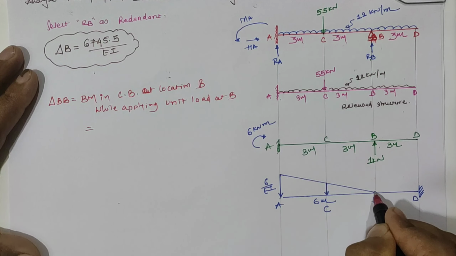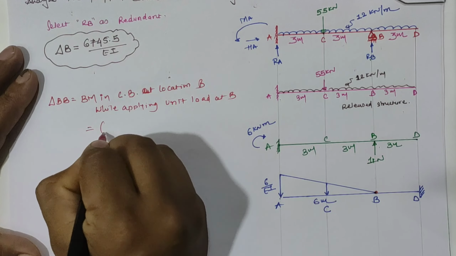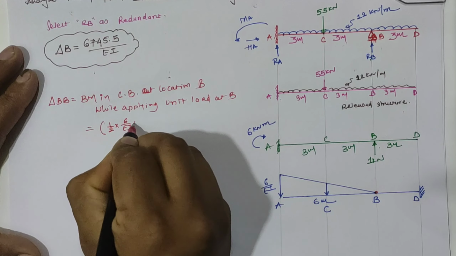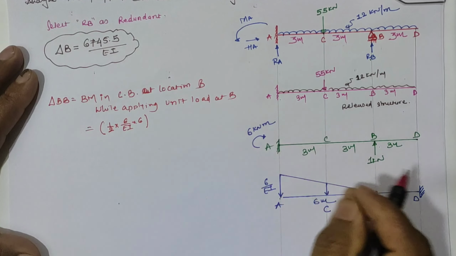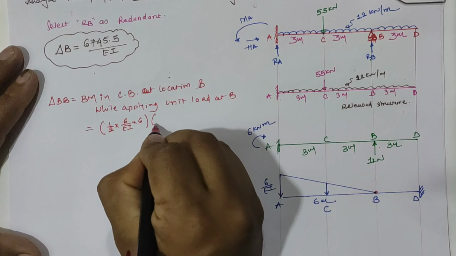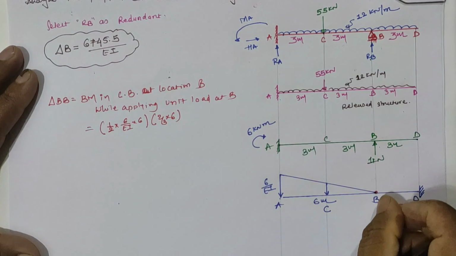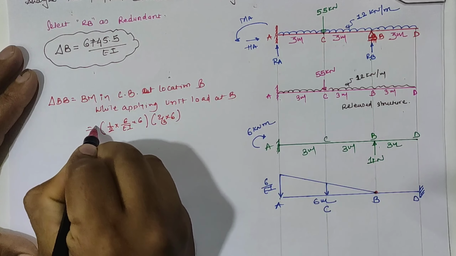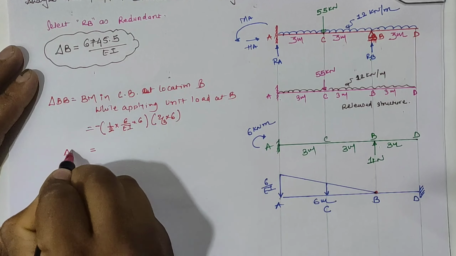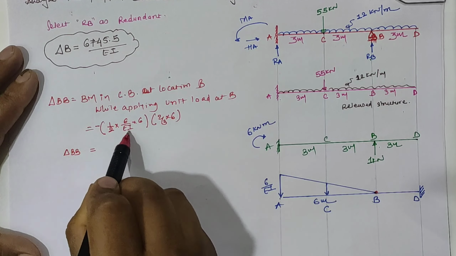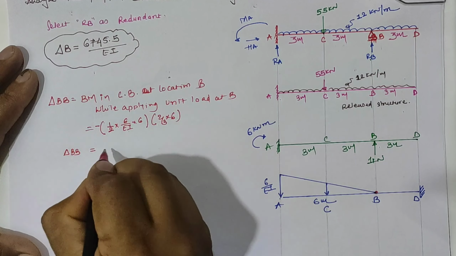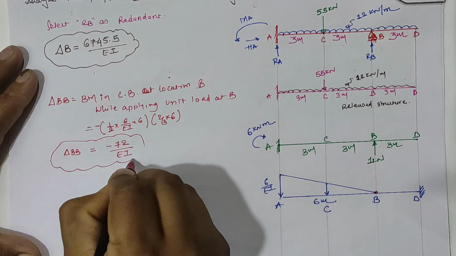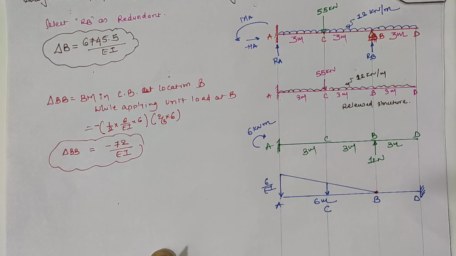Hence the moment at location B is equal to 1/2 into loading as 6 by EI, distance as 6 meter, and from location B the CG distance is at 2/3 of 6, and at location B the UVL creates an anticlockwise moment, hence the value is negative, and the value for 1/2 into 6 by EI into 6 into 2/3 of 6 is equal to minus 72 by EI. So our delta BB value is nothing but minus 72 by EI.